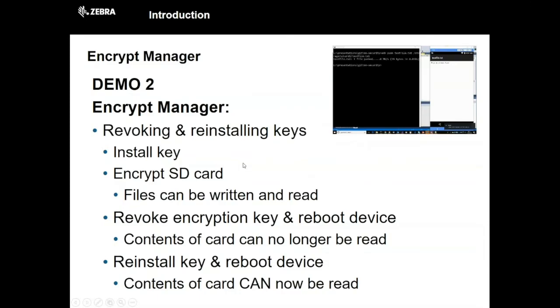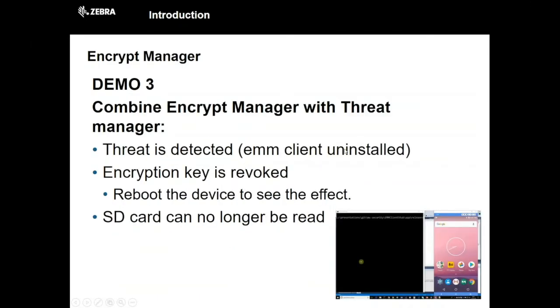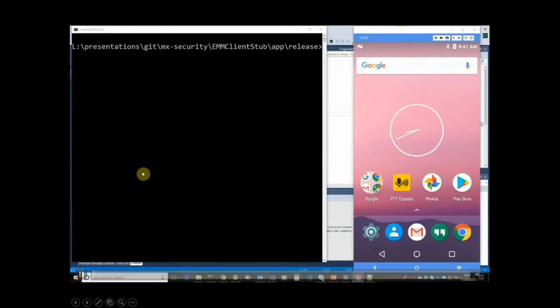So now let's put the two together. We've got the threat manager and the encrypt manager. We're going to detect a threat, and after that threat has been detected, we're going to revoke the encryption key, because in this scenario we know there's been some kind of threat, and so we don't want any of the data that's on the card being viewed, because someone's got the physical device, and even though the card is encrypted, they could still see that data. So by removing the encryption key and rebooting the device, there's no way for our evildoer to view the contents of our SD card.